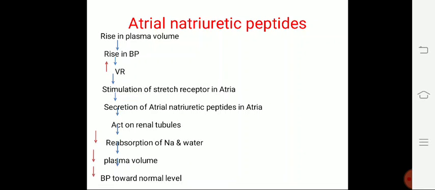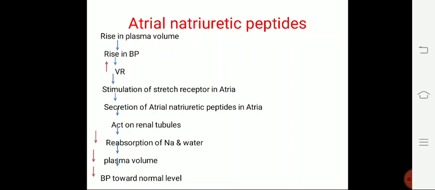Rise in the plasma volume causes the increase in the venous return. When the venous return is increased, there is stimulation of the stretch receptors present in the atria due to overstretching. This leads to secretion of atrial natriuretic peptide by the atrial cells. These natriuretic peptides act on the renal tubules.